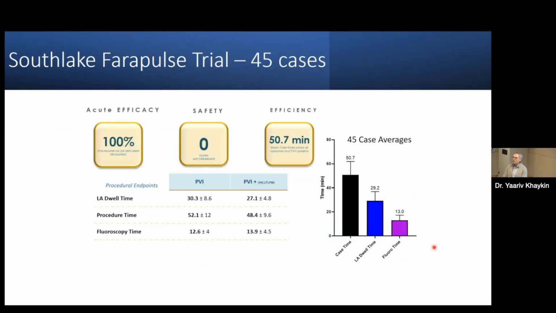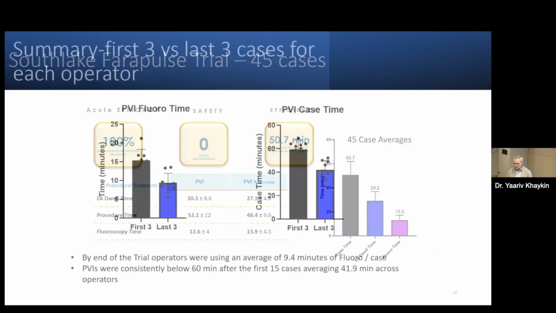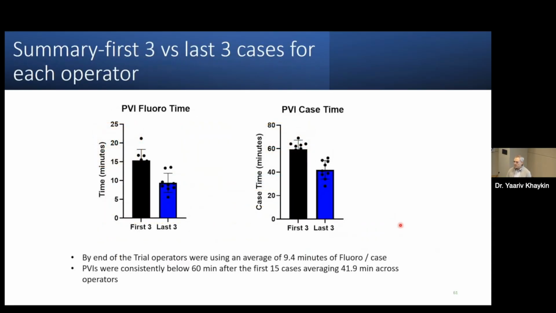At Southlake, we did 45 procedures around May, June of 2024. And here's what we found. We found that our case time for all comers was under 50 minutes. Left atrial dwell time was under 30 minutes, and fluoroscopy time was around 13 minutes on average. And those numbers improved dramatically between the beginning, the first 3 to 5 cases, and the latter cases.